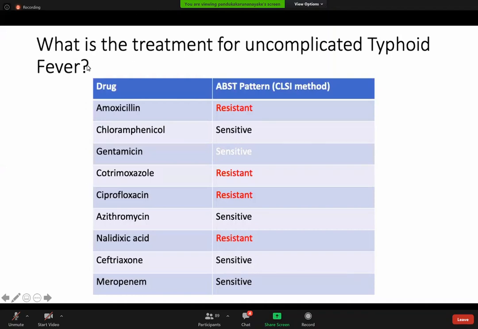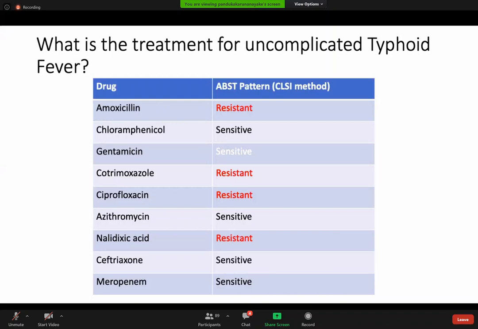Okay, so what do we treat this patient with? What we're seeing on the slide is an ABST from this patient's blood culture. First of all, I want to make you aware that there is definitely resistance in this patient. This patient is resistant to amoxicillin and ampicillin, resistant to cotrimoxazole, and quite worryingly, resistant to fluoroquinolones, including ciprofloxacin and nalidixic acid as well.